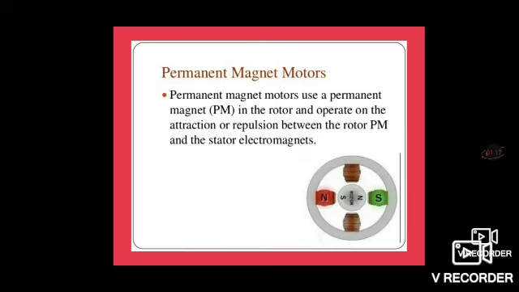First we will see about the permanent magnet motor. See the diagram. It is the permanent magnet stepper motor. The rotor is made up of permanent magnet. So it is called as permanent magnet motor. Permanent magnet motors use a permanent magnet in the rotor and operate on the attraction or repulsion between the rotor permanent magnet and the stator electromagnets.